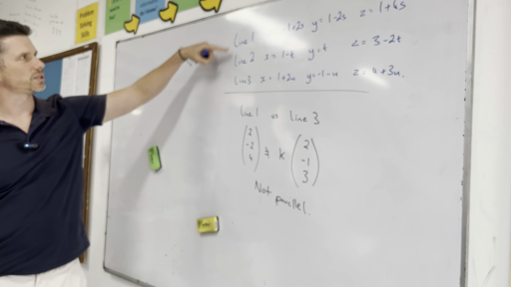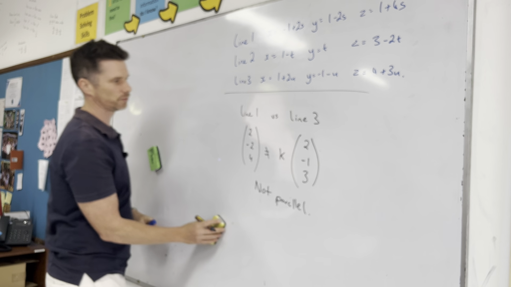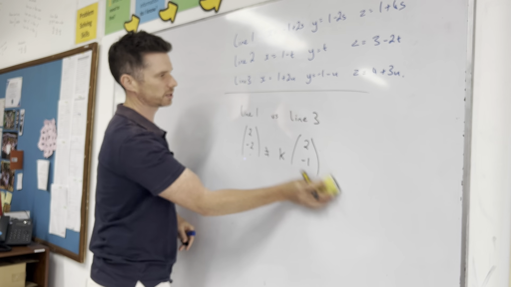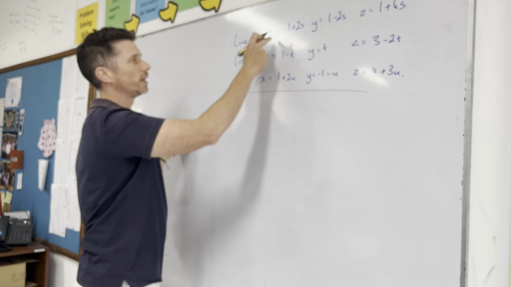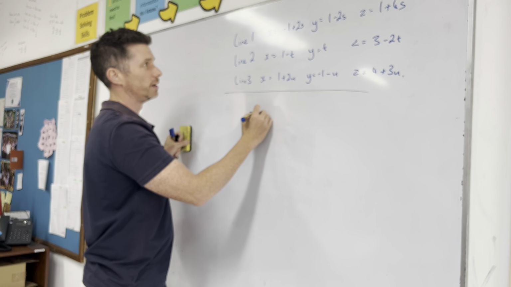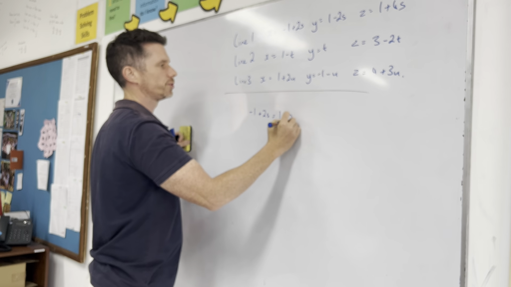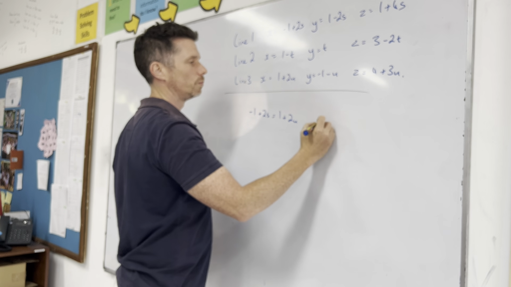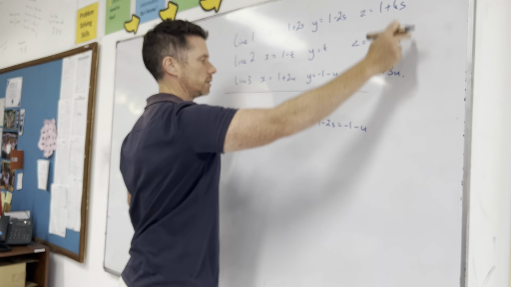Okay, so let's look at these two and let them equal each other like we had before. Do all of them, and then we have a look at which one to solve for. 1 plus 2u, 1 minus 2s is equal to minus 1 minus u.